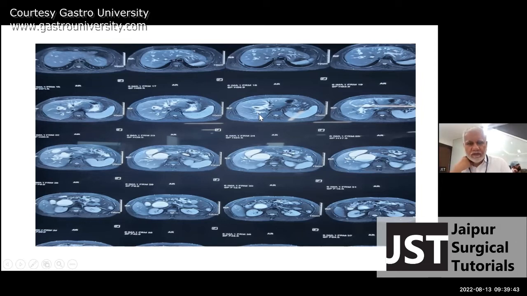Also, you have to comment on the spleen, because on ultrasound they said splenomegaly, and if you have splenomegaly, you should comment on ascites. You should also look at the portal vein whether there is any evidence of thrombus in the portal vein. Okay.